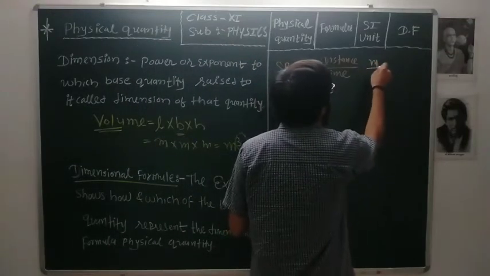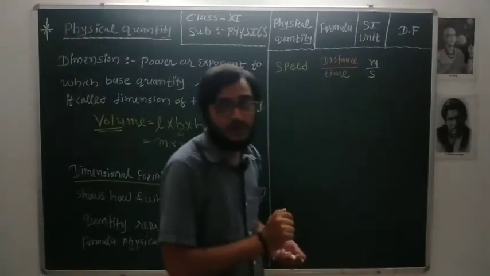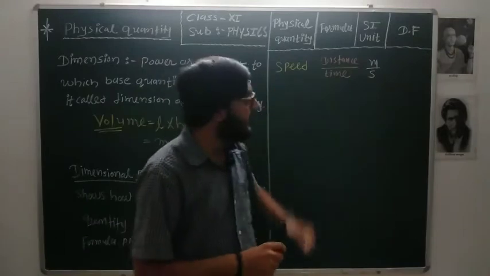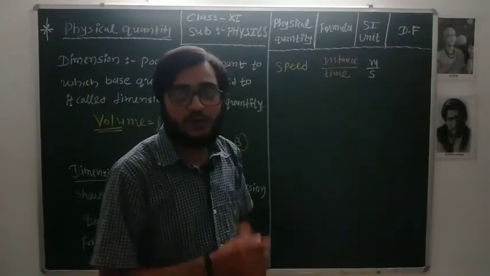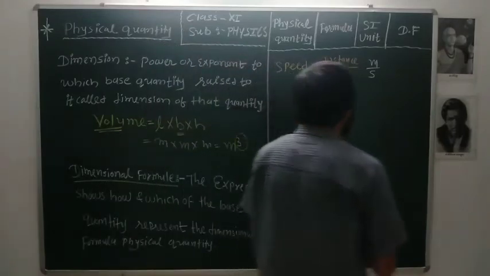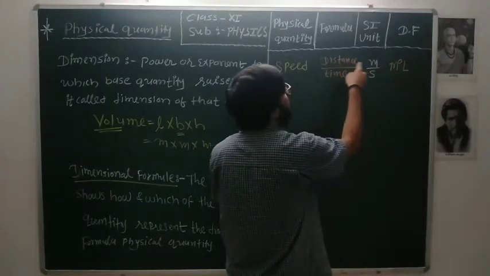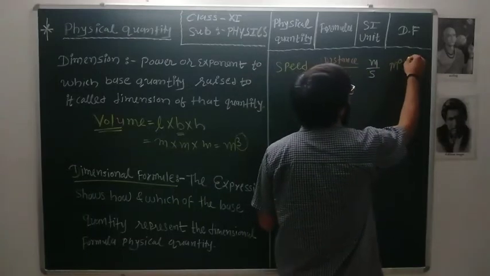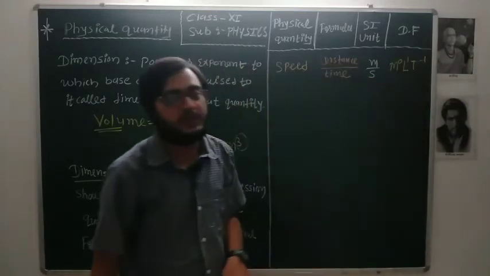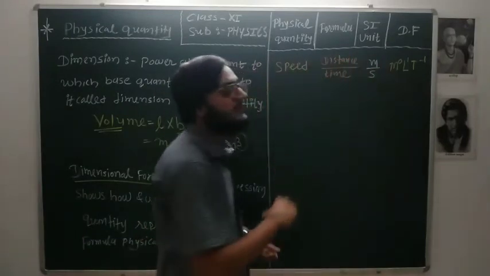The dimensional formula we can write in MLT form. M for mass, L for length and T for time. But in the SI unit of speed, the mass is not there, so we need to put 0 power on the mass. So the dimensional formula of the speed is M raised to 0, and the distance is measured in meter so L is present, L raised to 1, and T raised to -1 because second is in the denominator. This is how we can write the dimensional formula of different physical quantities.